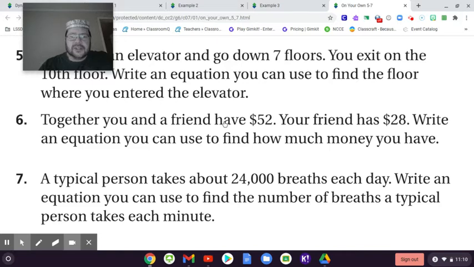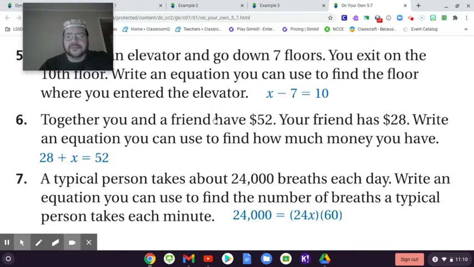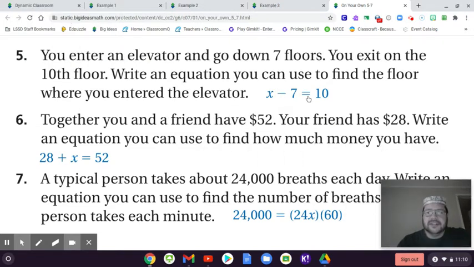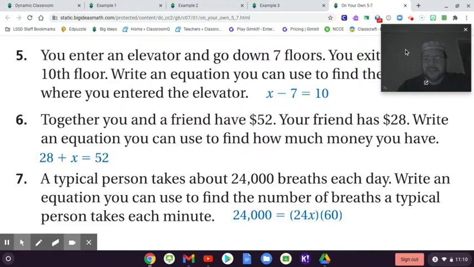Okay, so now the answers for all 3 of these. For the first one, if you are in an elevator and go down 7 floors, and exit on the 10th floor, the equation is x minus 7 equals 10. For the second one, 28 plus x equals 52, which is the amount you have together. And the last one, 24,000 equals 24x times 60, because there are 60 minutes per hour and 24 hours per day. All right, now you're ready to tackle 7.1 big ideas.